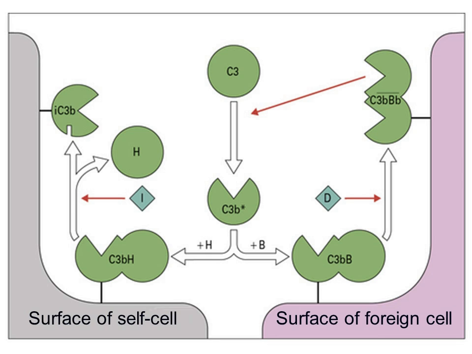But when a foreign cell is present, this active C3b will bind to the surface of the foreign cell. Factor B will be added to it. Factor D will act on factor B. Factor B will be split into Ba and Bb. So now we have a complex made up of active C3b and active factor B. And this complex acts on complement C5, converts it into inactive C5a and active C5b.